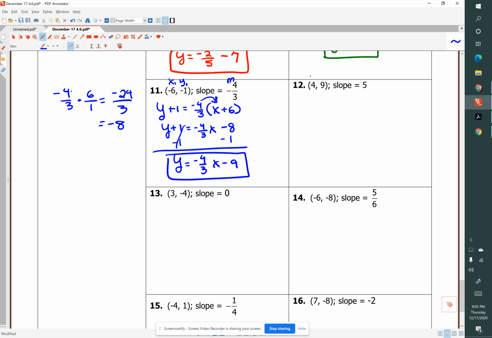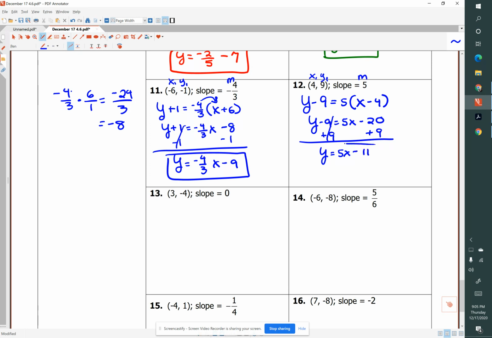And number 12, our x sub 1 is 4, our y sub 1 is 9, our slope is 5. Y minus 9 equals 5 times the quantity of x minus 4. Let's distribute. Y minus 9 equals 5x minus 20. And let's add 9 to both sides. Y equals 5x minus 11.